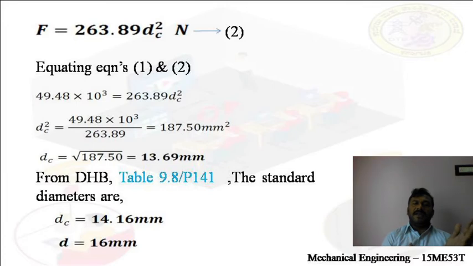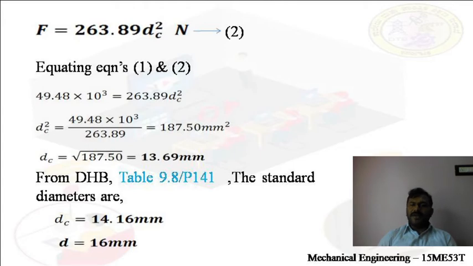We are going to equate the upward force acting on the cylinder cover to the force resisted by N number of studs. On equating equations 1 and 2, that is 49.48 into 10 raised to 3 is equal to 263.89 dc square. On calculating this, you will get 187.50 millimeter square. This is the calculated value of dc square, and then on doing the calculation, you will get 13.69 mm. This is the calculated value.